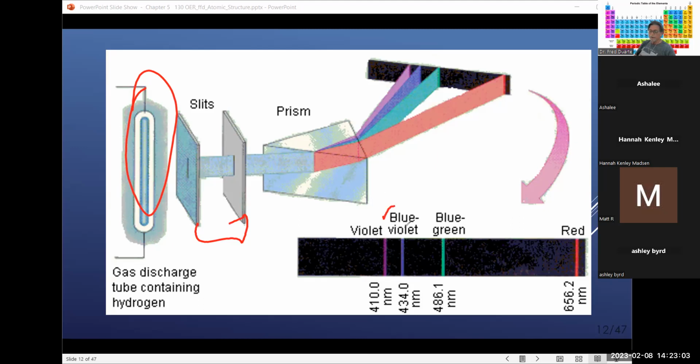Here's one right here: the violet, the blue-violet, the blue-green, and the red, each with a specific wavelength value. This is in nanometers, and the instrument will give you this readout. This particular line spectrum is specific for hydrogen. It is the fingerprint for hydrogen gas.